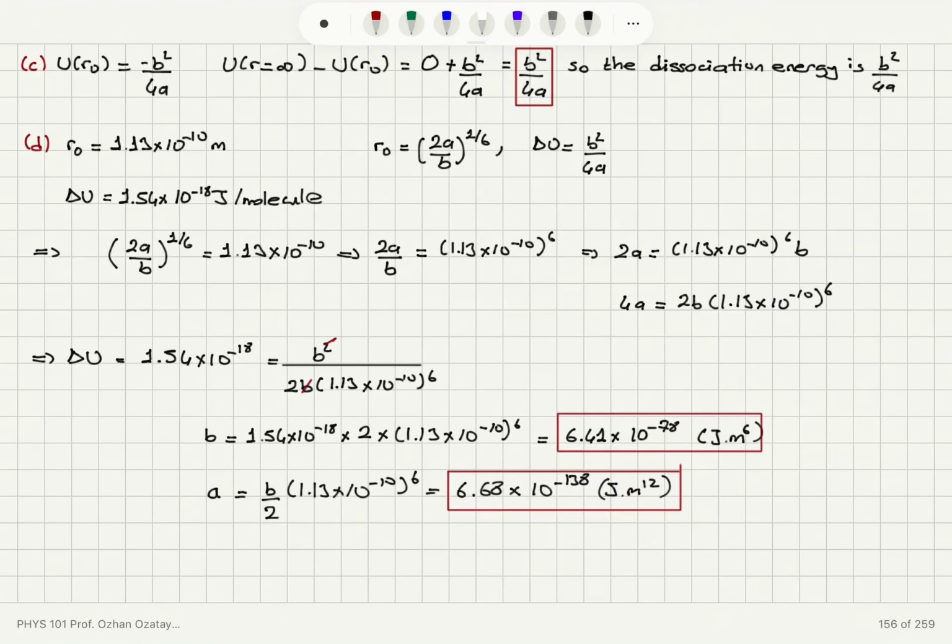The equilibrium is stable. If I evaluate the potential energy function at R0 and find the difference between the potential energy of the system at R equals infinity and R equals the equilibrium distance, this is the dissociation energy, b squared over 4a. And then I set the values for R0 and delta U for the carbon monoxide molecule and evaluate A and B from these two results, and basically we find A and B values corresponding to the carbon monoxide molecule in this manner.